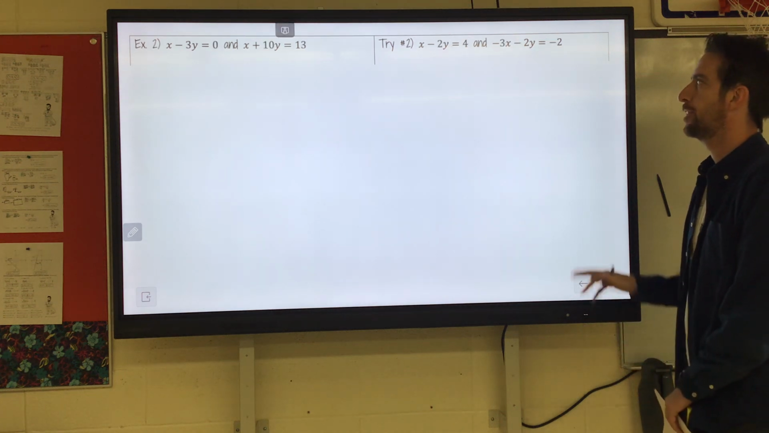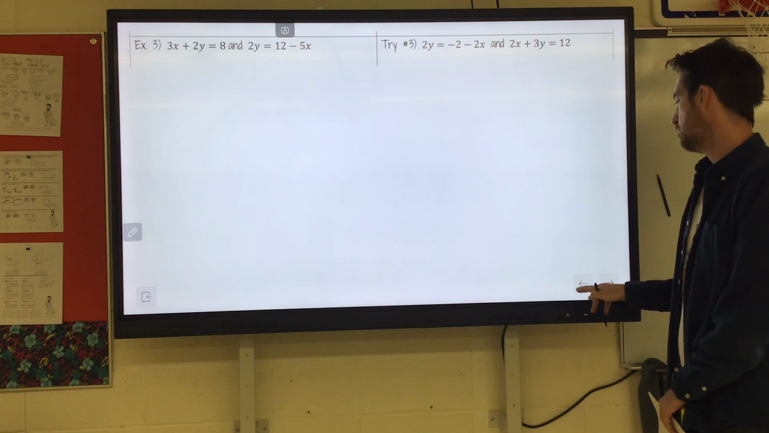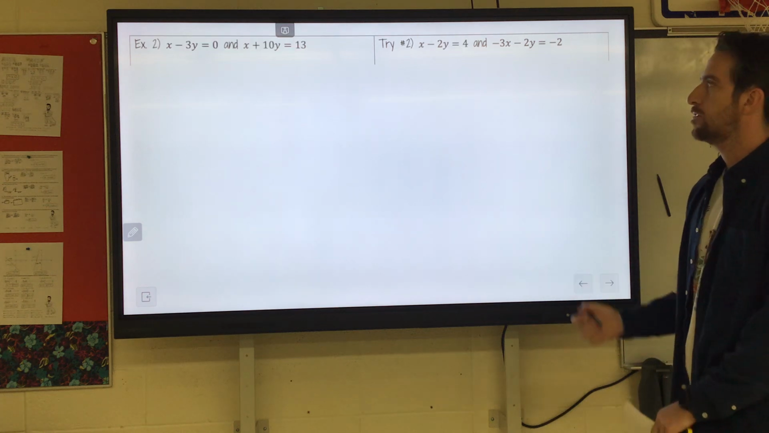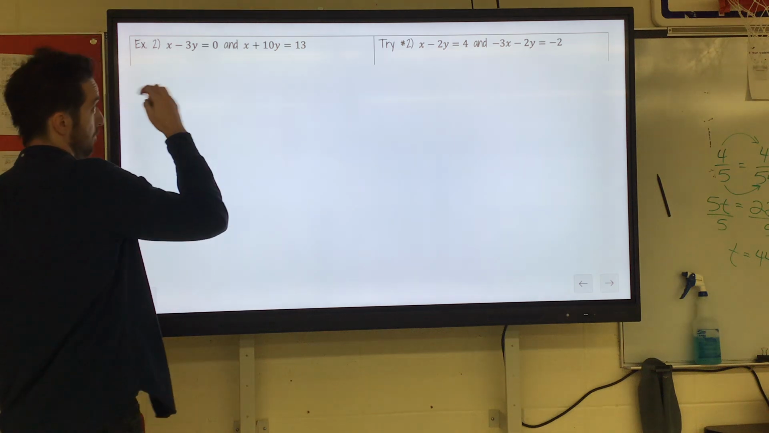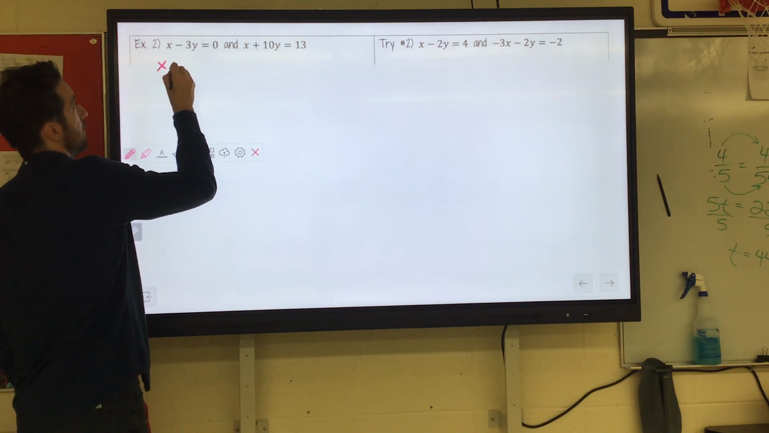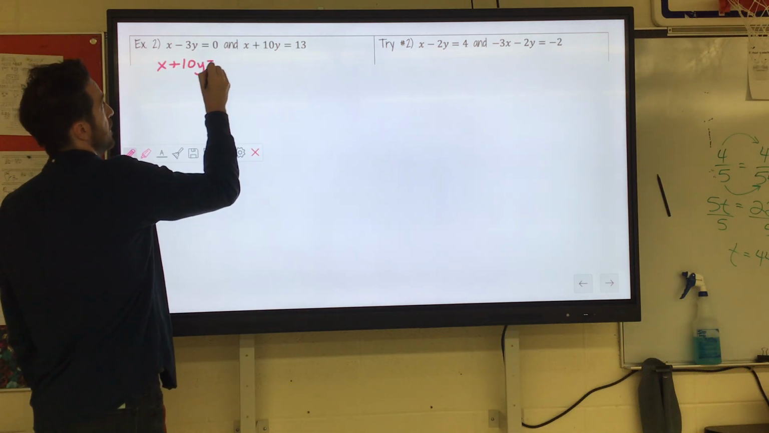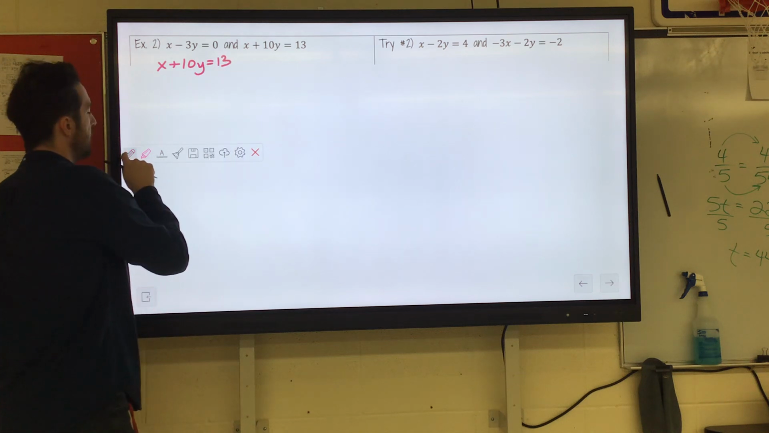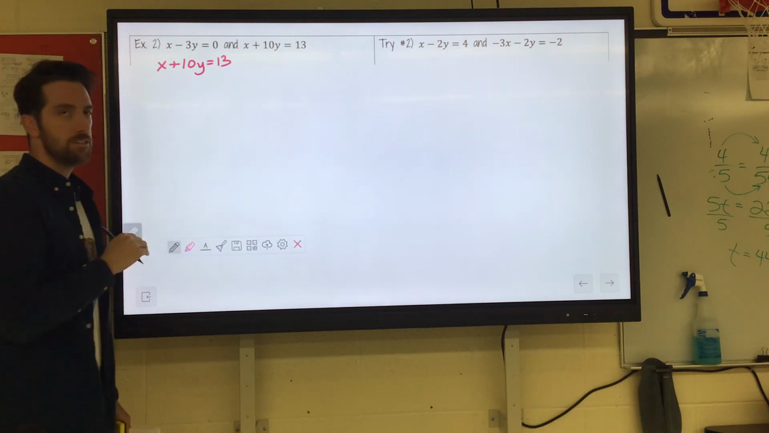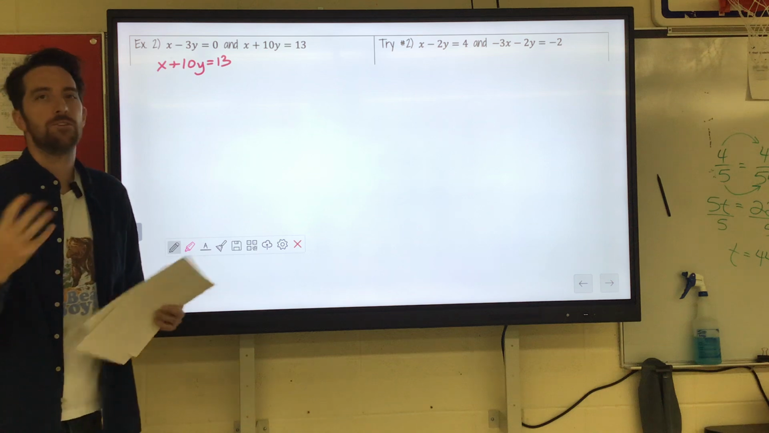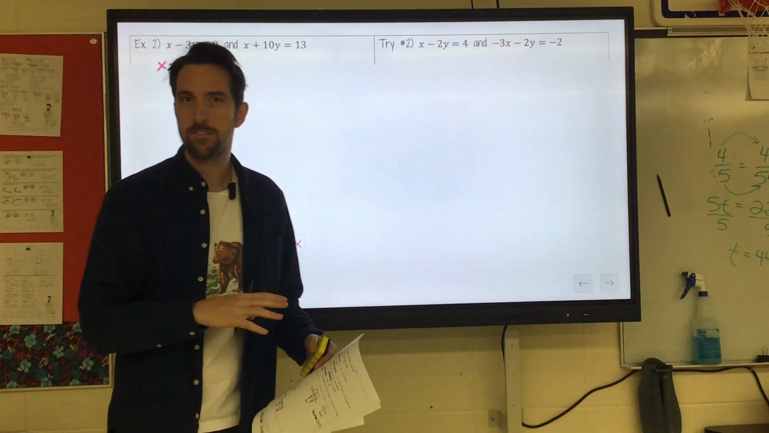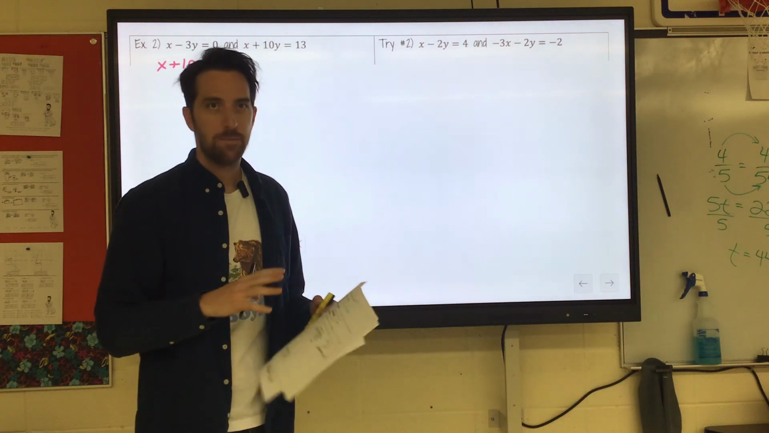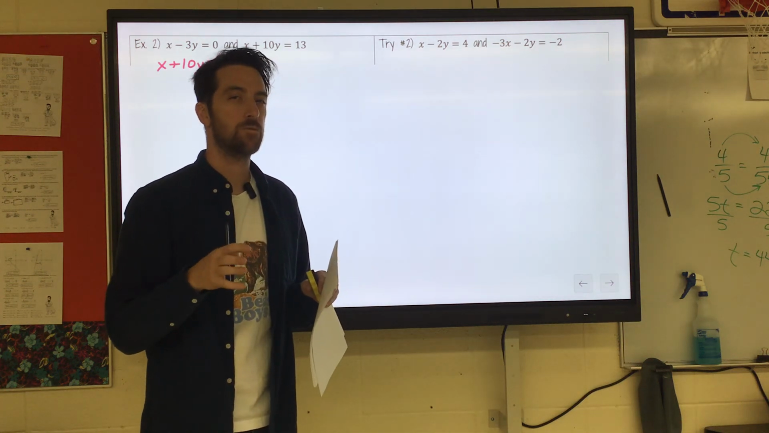All right. Here we go. Ooh, fun. So we're going to stack them on top of each other. So I'll put the x plus 10y equals 13 here. Now, if we were to add straight down, x plus x is 2x. We're trying to get rid of the x's. So you could subtract them, x minus x. That'll work. But I feel like people make mistakes when they do subtraction.